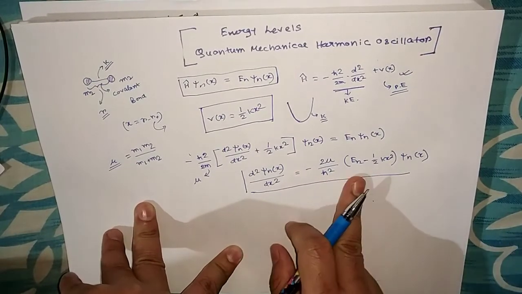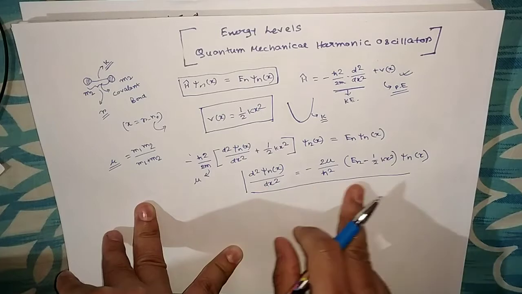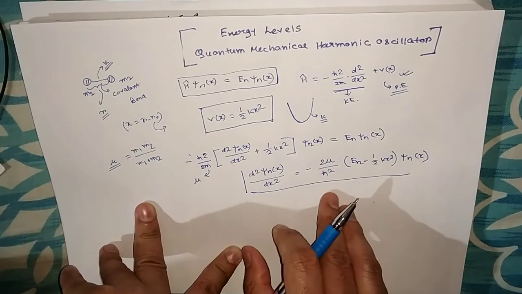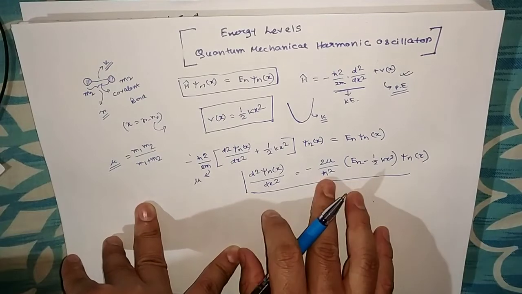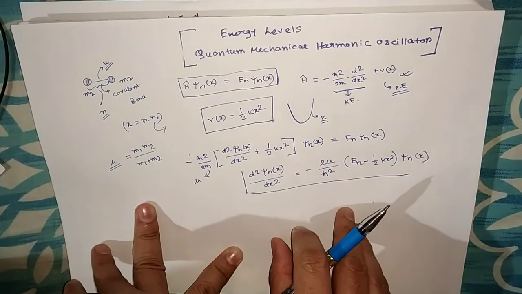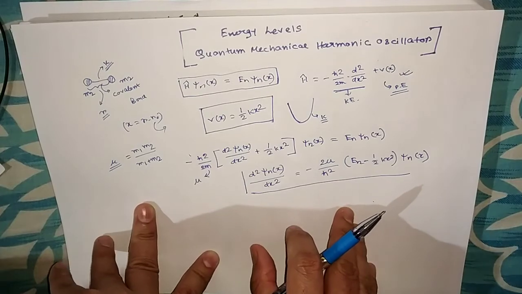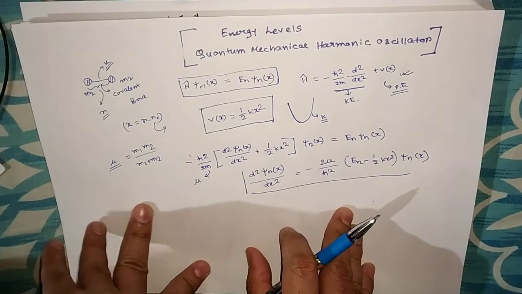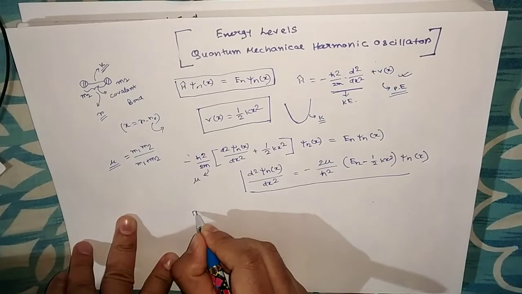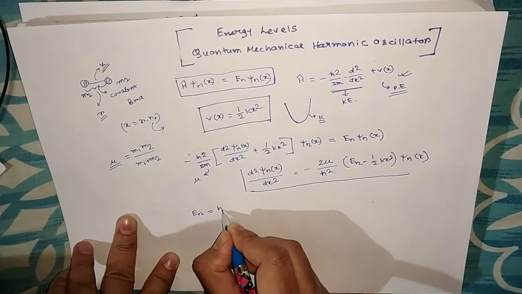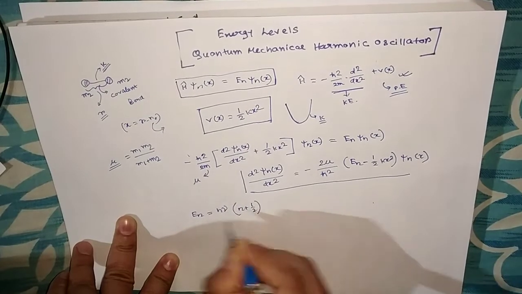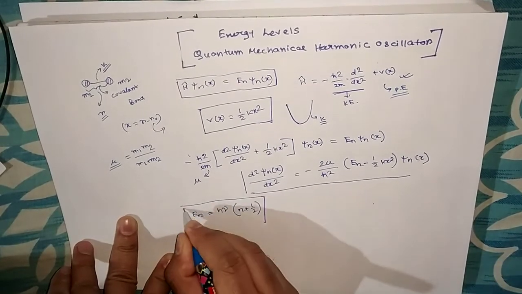So these types of equations are generally solved in physics classes, but as we are chemists, we are not interested in all those big mathematical problems. We are mostly interested in the mathematical outcome. The energy expression for the harmonic oscillator model system is En = hν(n + 1/2). So this is the main equation.